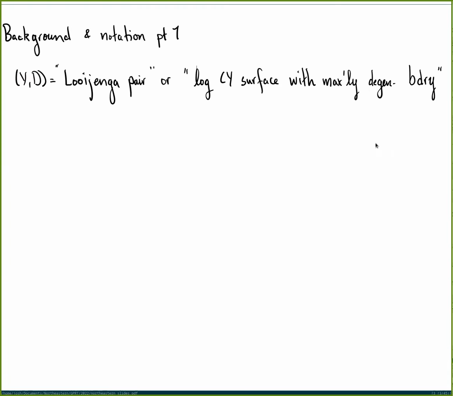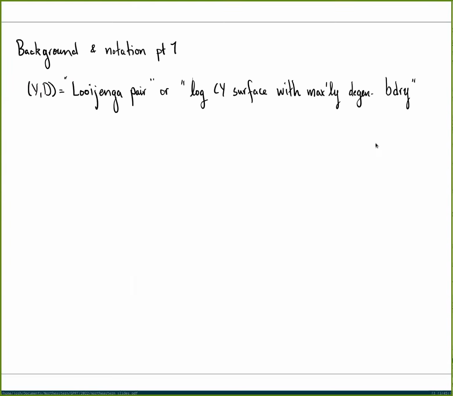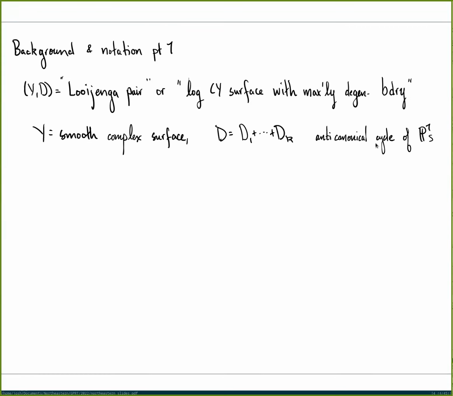Okay, so the background and notation. The main object that you should know about, that maybe you don't, is the concept of a Looijenga pair, as some people call them, or a log-Calabi-Yau surface with maximal degenerate boundary. But what this means is just some smooth complex surface Y and some anti-canonical divisor within Y, which takes the form of a cycle of P1s. The simplest possible examples of these kinds of objects are just toric surfaces with their toric boundary divisor. So, P2 with its three lines at infinity.